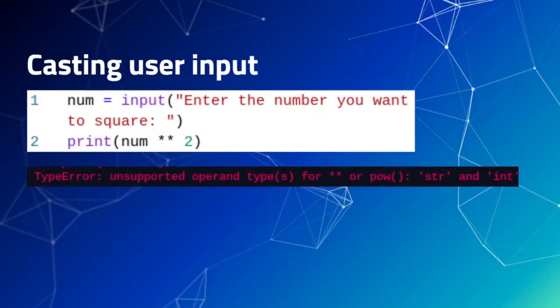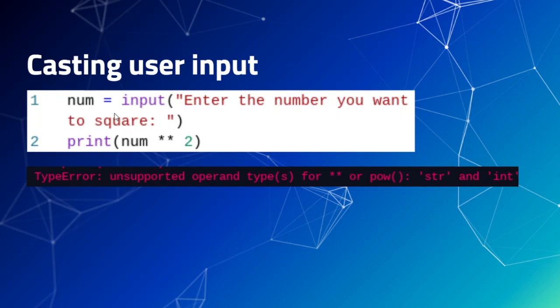Right? So what if we didn't want it to be a string? We wanted to take the user input as a number and then actually do some math or some numerical operations with it. What would you have to do? The solution for this is to use typecasting.